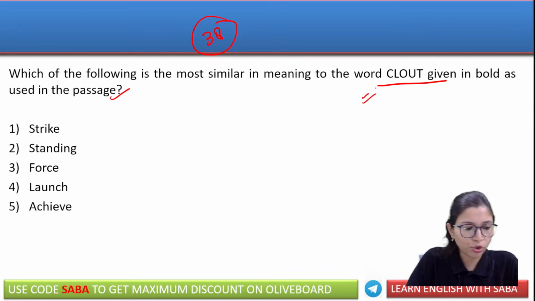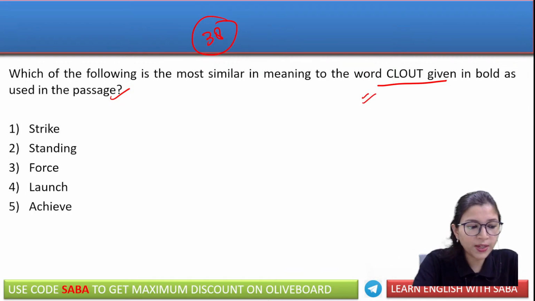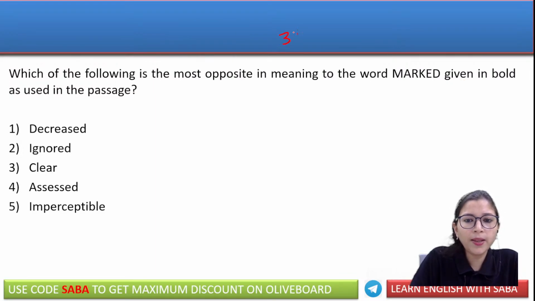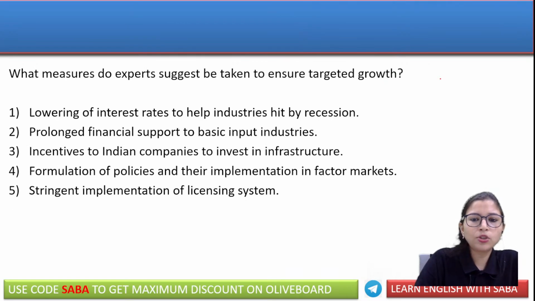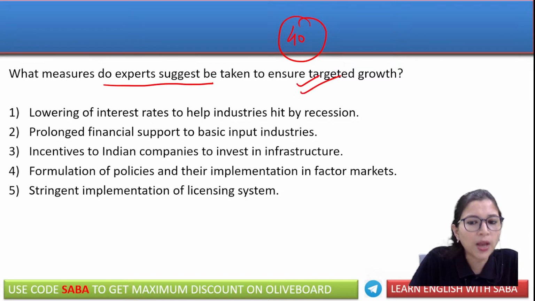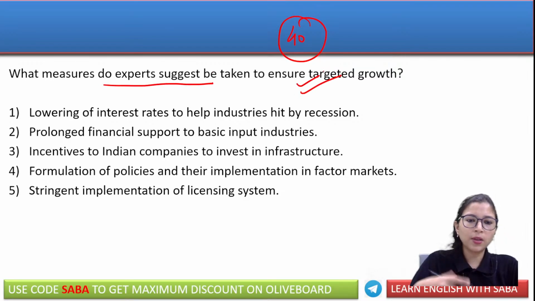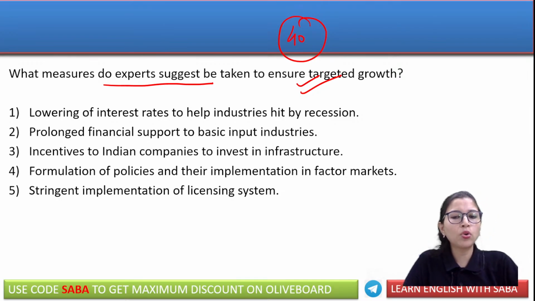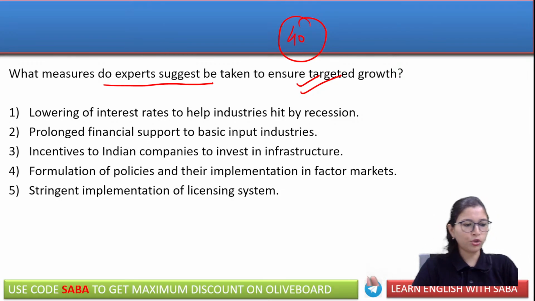So yes, RC is the last question. This is question number 38. So cloud word we recently saw in that. Now 39 is the opposite of the word mark. And the last question 40 is, what measures do experts suggest we take to ensure targeted growth? कि क्या measures लेने चाहिए targeted growth को ensure करने के लिए? Okay, all these are the questions.